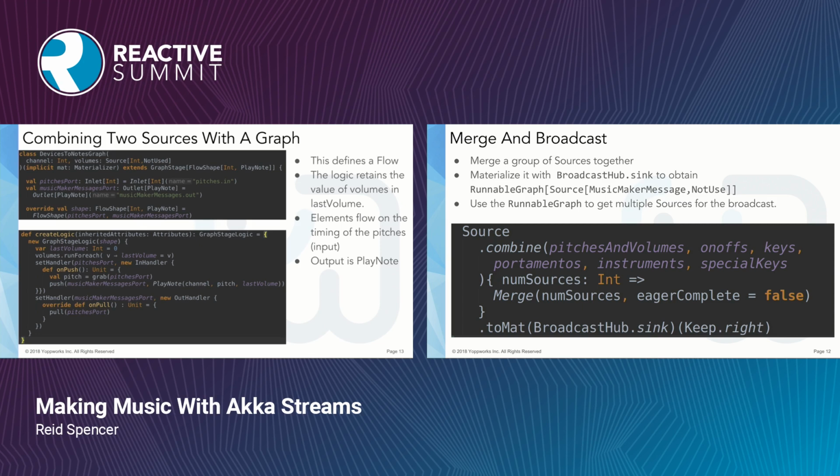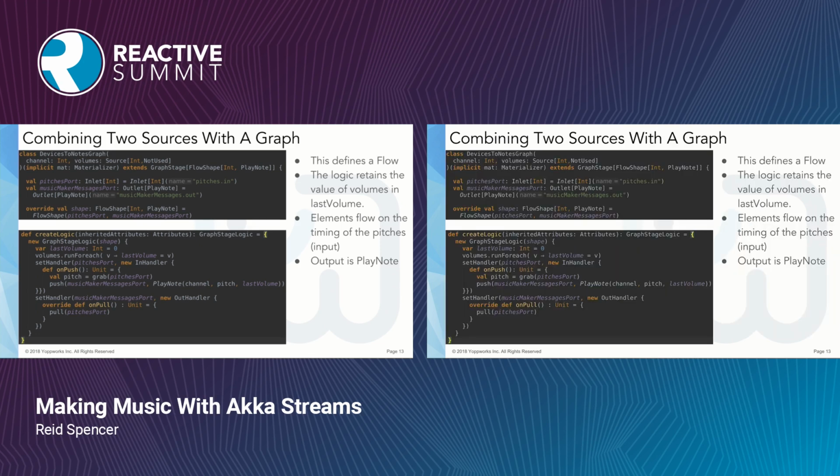But we want to put those into pairs, because to play a note in MIDI needs the pitch and what they call the velocity, or the volume, the velocity that you hit the note with, which translates into the volume. Think of a piano, for example. Okay, so what we're doing here is defining a flow that takes two sources of input, one the pitches and one the volumes, which are coming from the mouse, and outputs basically a play note element.